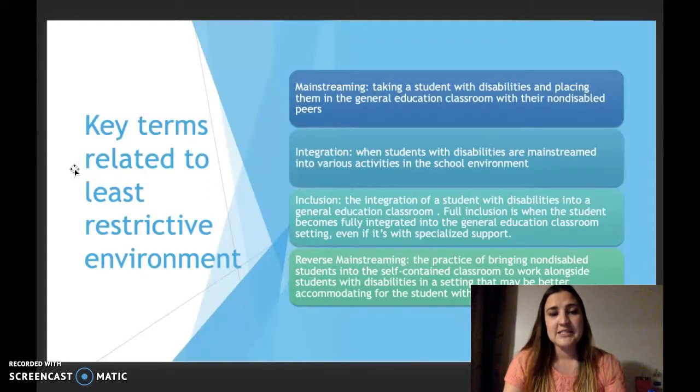And reverse mainstreaming is something that is very interesting. It's taking a student without disabilities and you bring them into the self-contained classroom that might be more accommodating for the student with disabilities, where they might struggle to work alongside their peers. And it allows the non-disabled students to assist and work with the student with disabilities and give them that same interaction, but in a more comfortable, smaller setting that might be more beneficial for them.